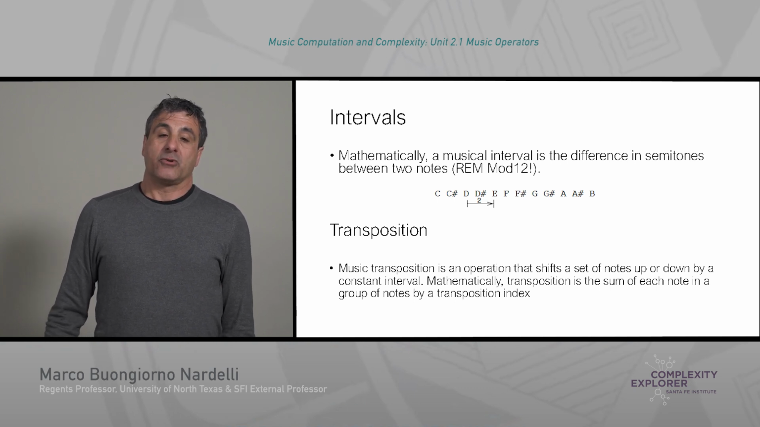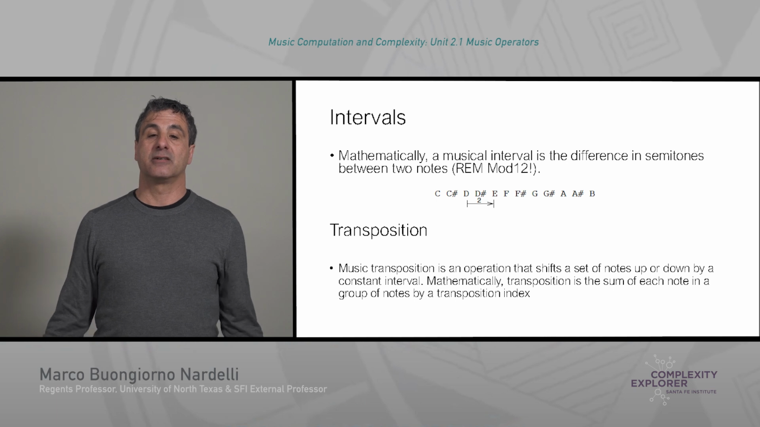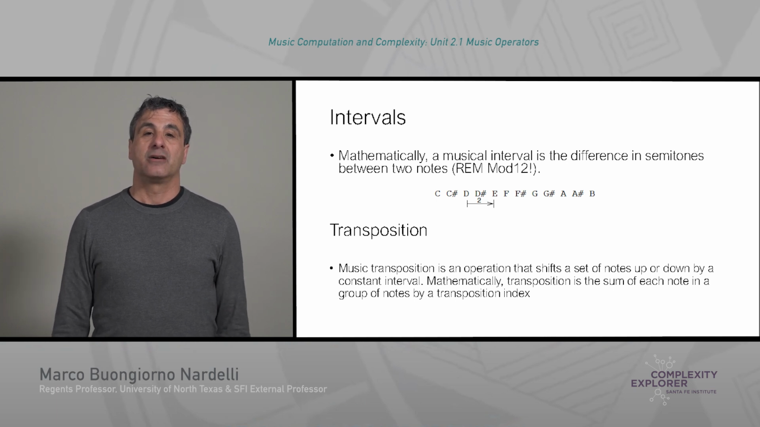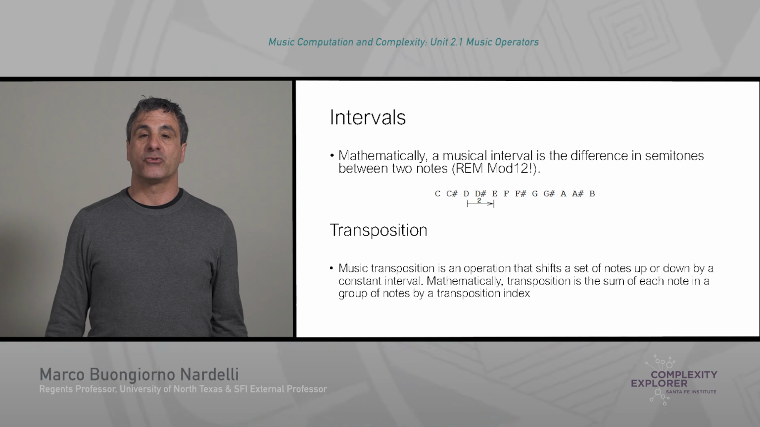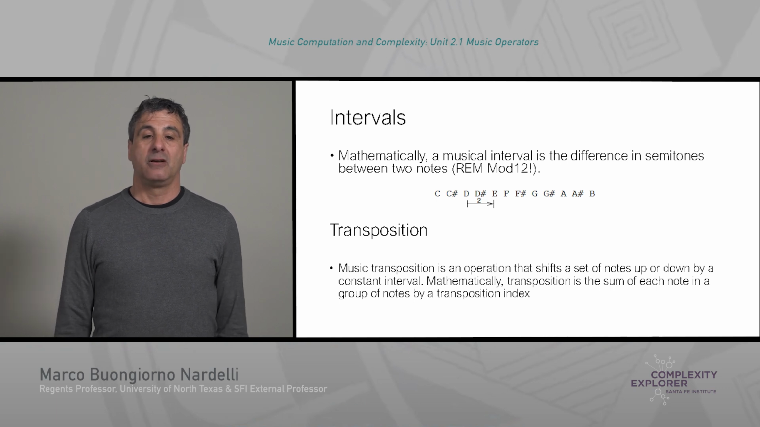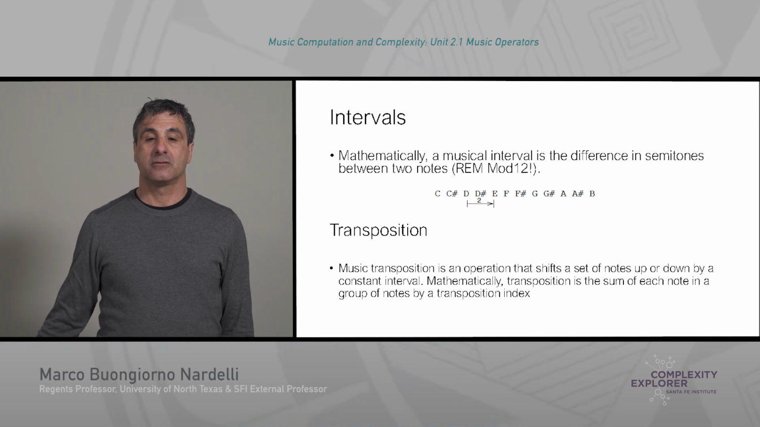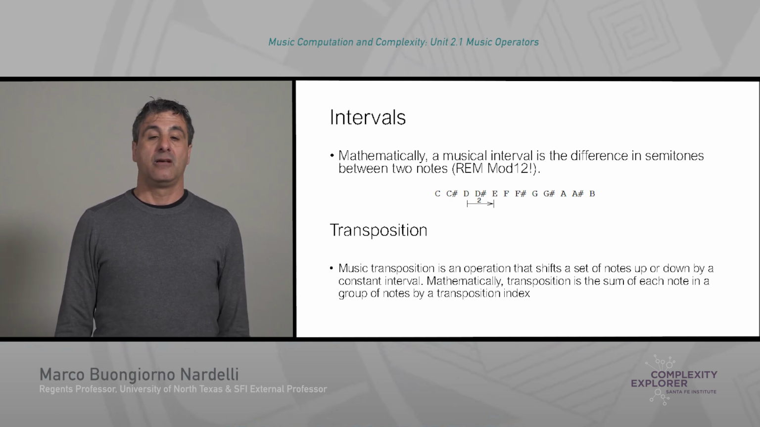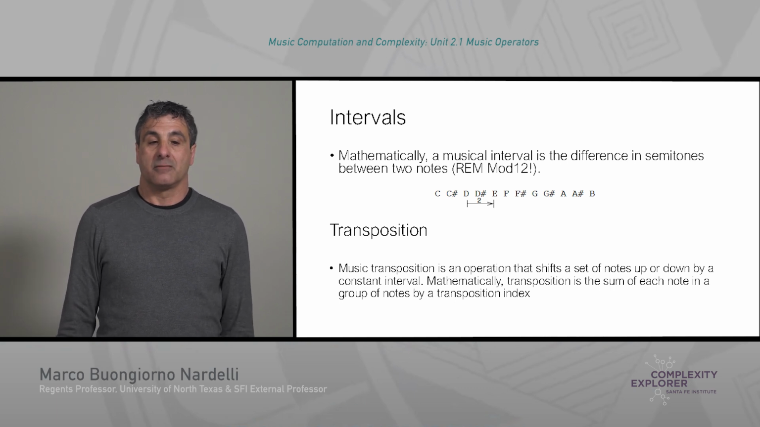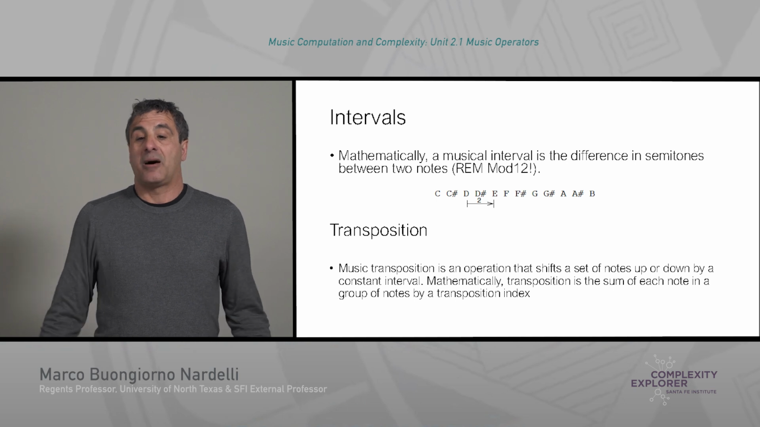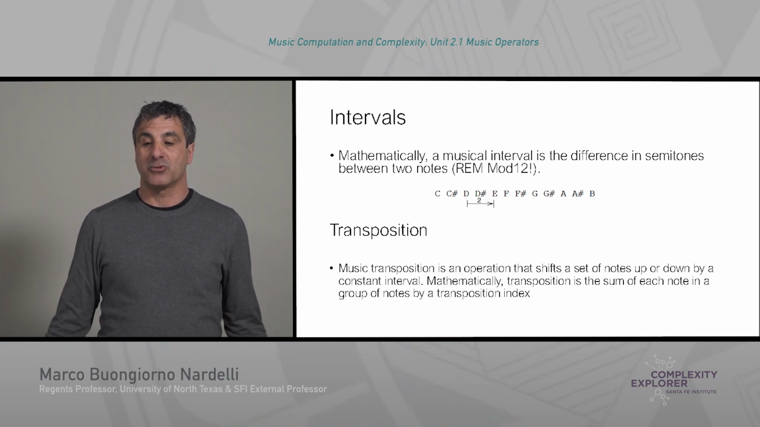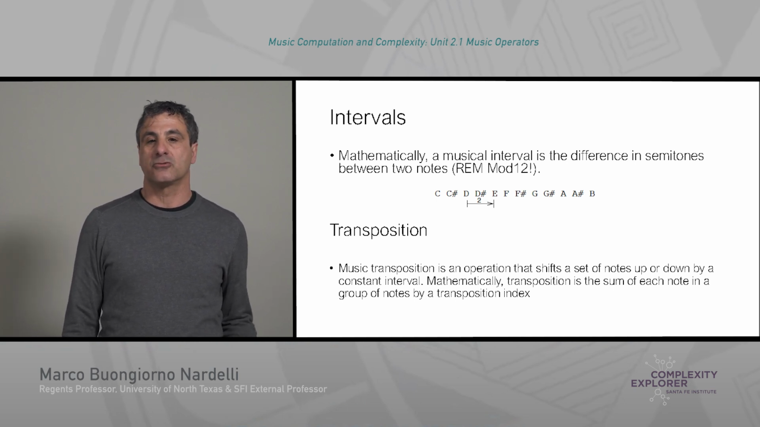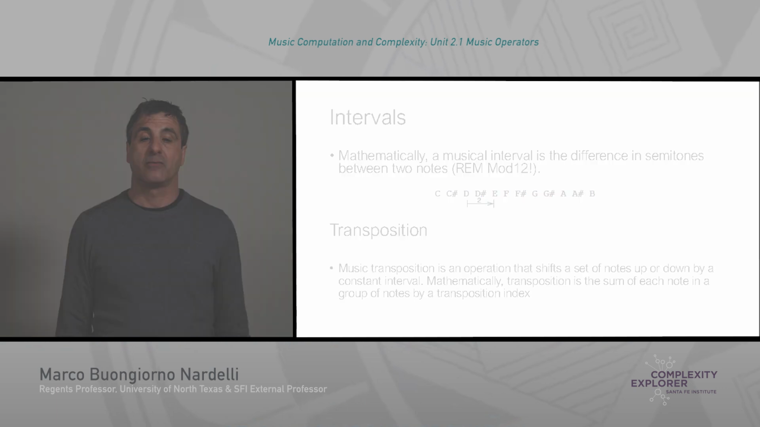So, talking about intervals, the first operation that we can do, given any combination of notes, is what we call a transposition. A transposition is a mathematical operation that shifts a set of notes up or down by a constant interval. So mathematically, it's just the sum: we need to sum a particular index, the transposition index, to each note in order to create the new sequence.